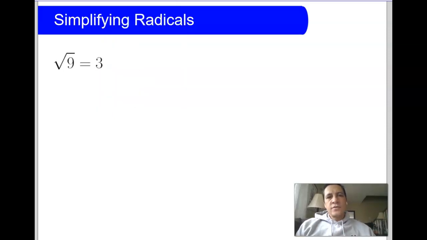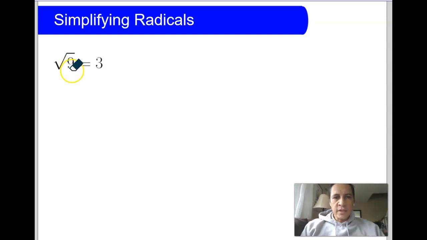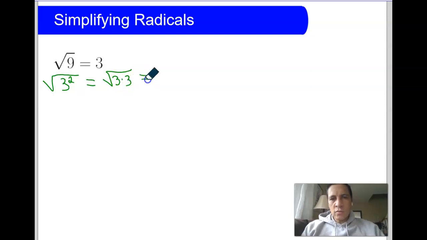In this video, we'll see how to simplify radical expressions. So we know the square root of 9 is equal to 3, but let's try to understand this a little bit better. 9 is equal to 3 squared, or 3 times 3. And so when I take the square root of 3 squared, I just get the base as the answer.